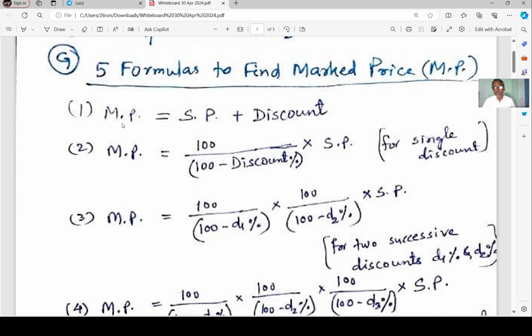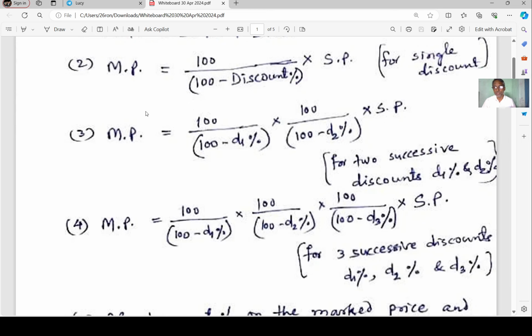Number 1, marked price is equal to sale price plus discount. If discount is given and sale price is given, then marked price can be calculated. Number 2, if discount percent and sale price of a certain commodity are given, then marked price is equal to 100 by 100 minus discount percent, multiplied by sale price. This is for single discount.